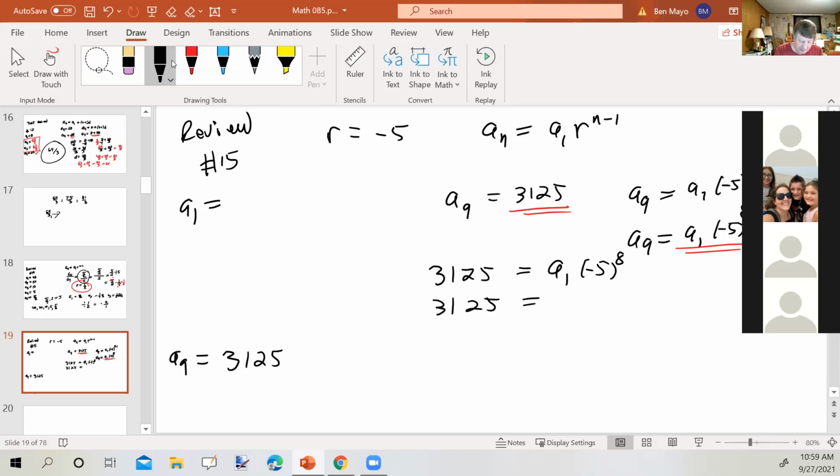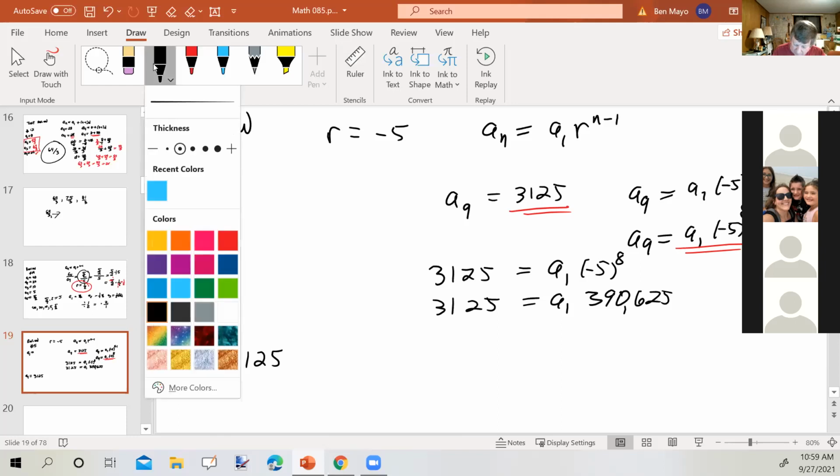So let's take -5, and notice it's not a negative sign outside, it's the quantity -5. So the quantity -5, close up the parentheses, raised to the 8th power. Wow. And that is 390,625.